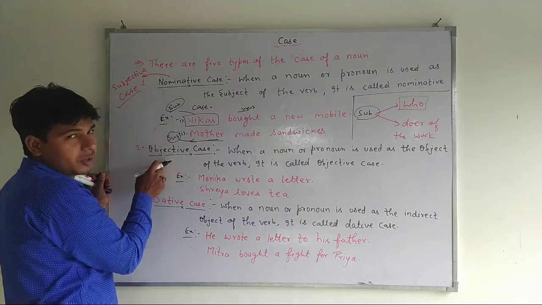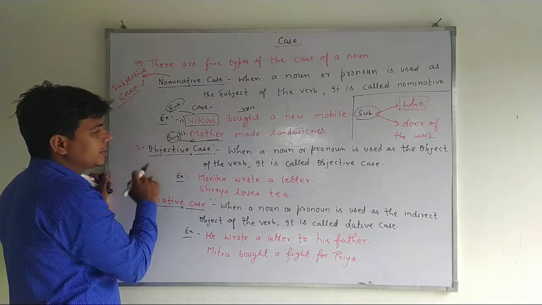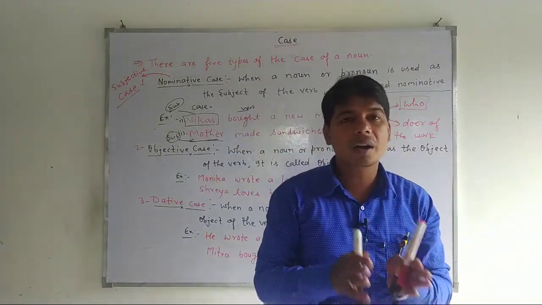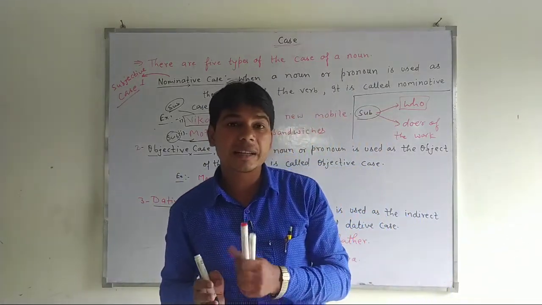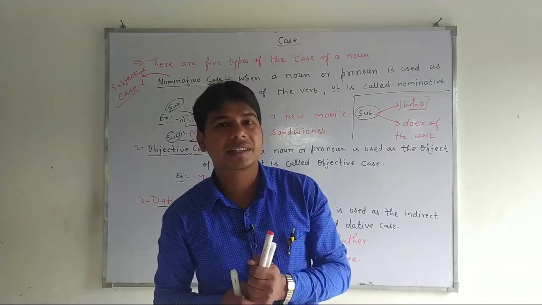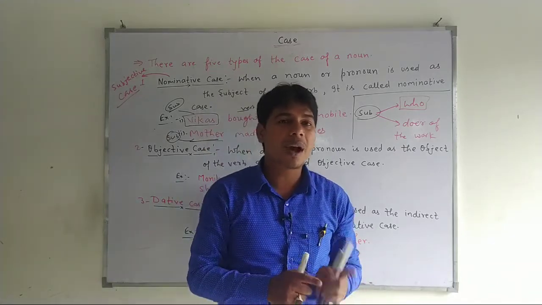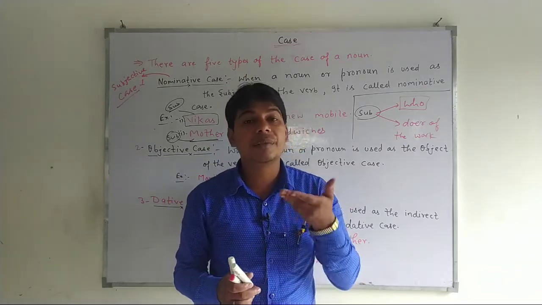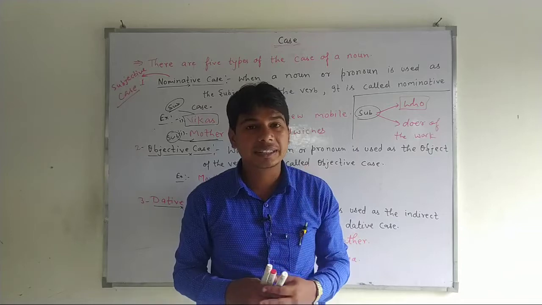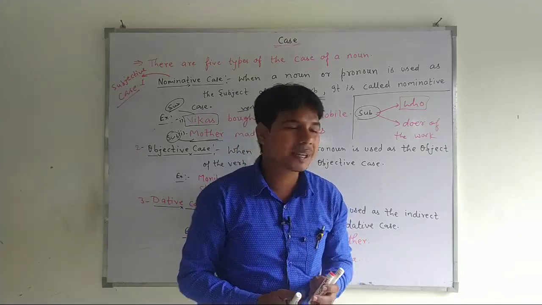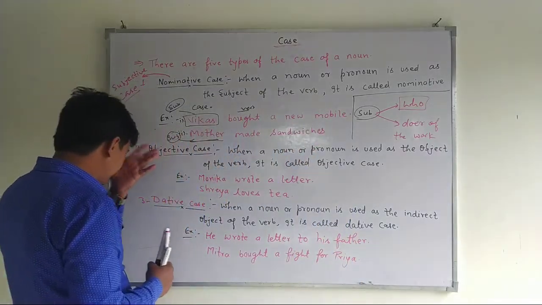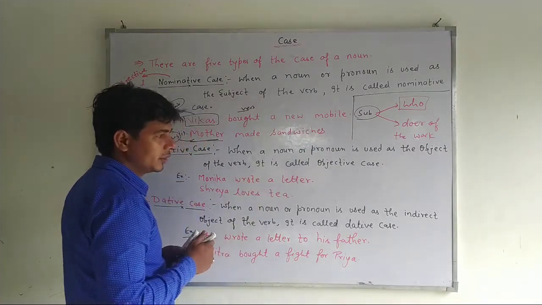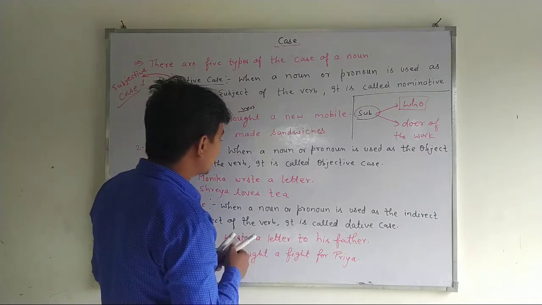You know very well about the object. So that is objective case. The definition is very clear. When a noun or a pronoun is used at the place of object, when a noun or a pronoun is used as the object of the verb, that is known as objective case. Let's see. Monica wrote a letter.